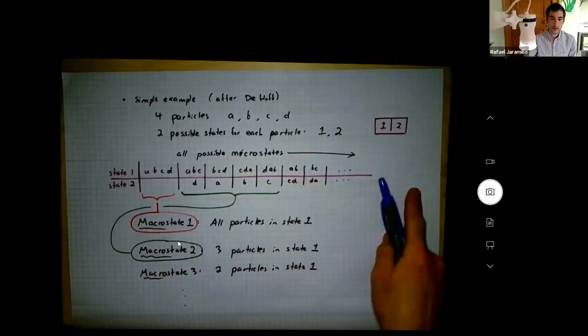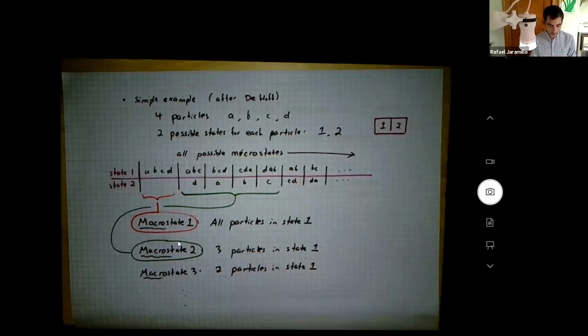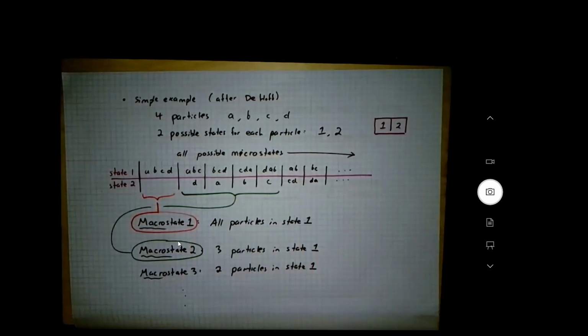Yes. Again, another case where I just put ellipses and I wasn't explicit. Okay, so the type of particle matters. We're labeling these particles. Yes, we're labeling these particles.